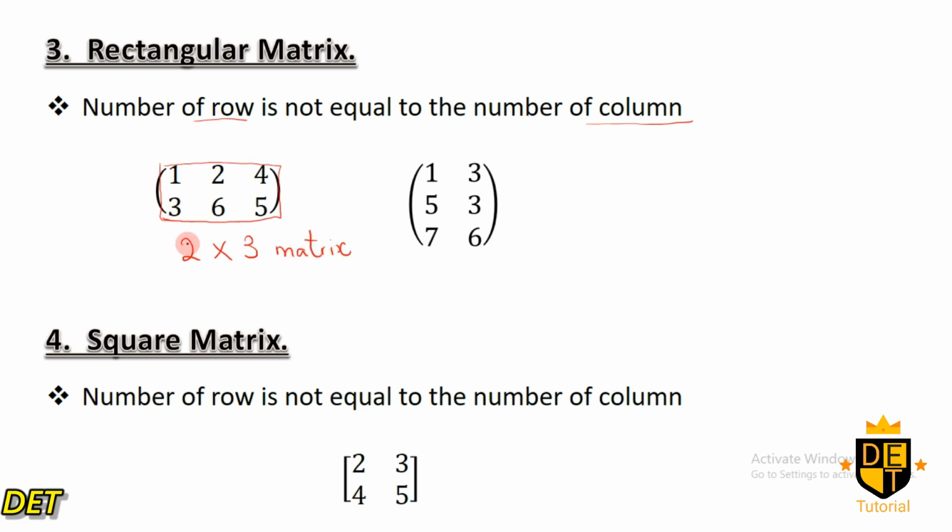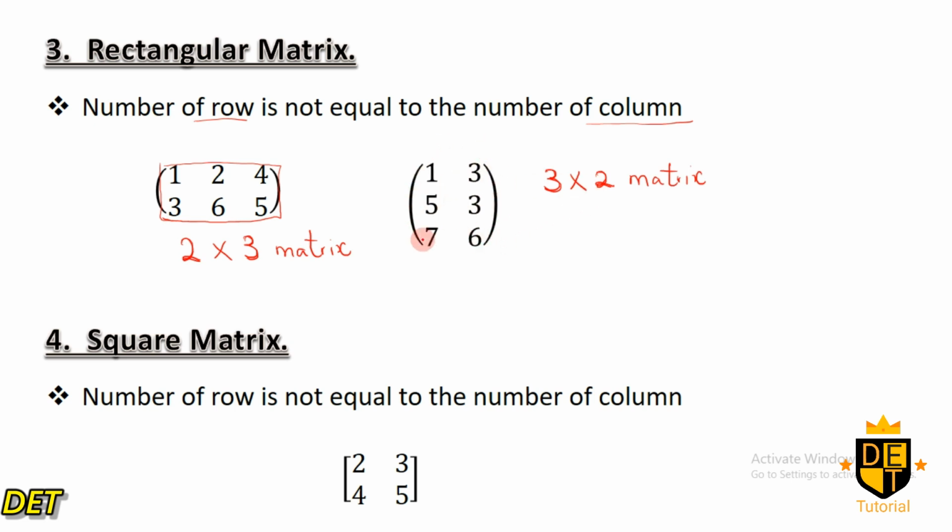It means that we have 2 rows and we have 3 columns. So you can see that they are not equal. So this is a rectangular matrix. This is also a rectangular matrix. This matrix is an example of a 3 by 2 matrix. And what does that mean? It means that it has 3 rows and 2 columns. So these are the 3 rows, 1, 2, 3. And these are the 2 columns, 1, 2.